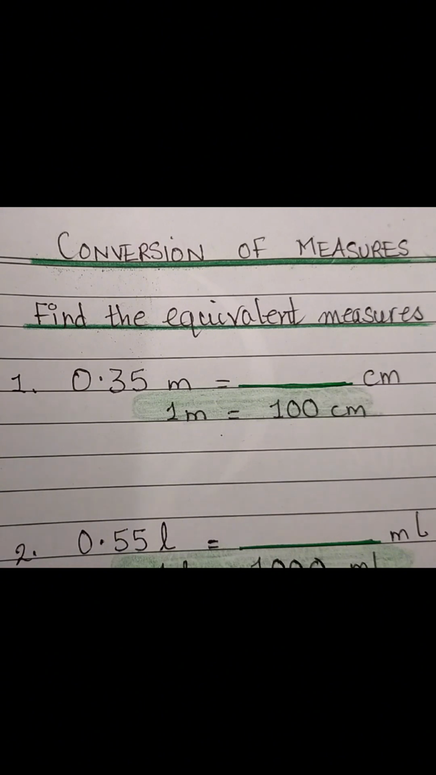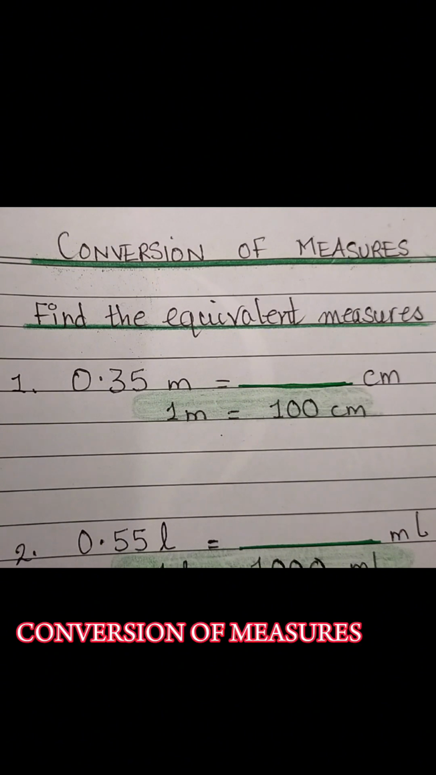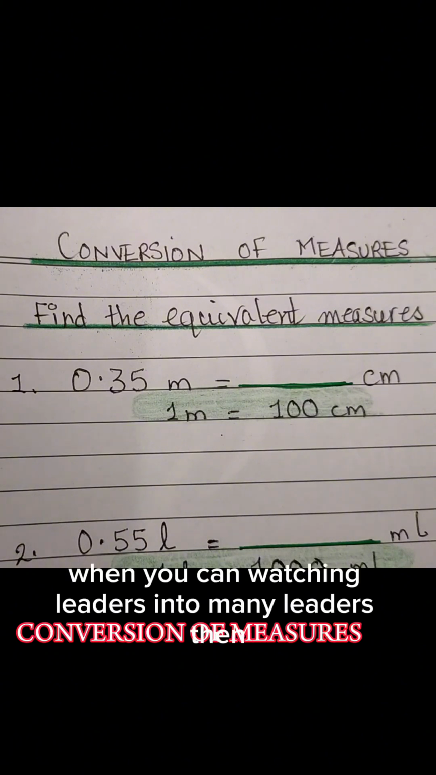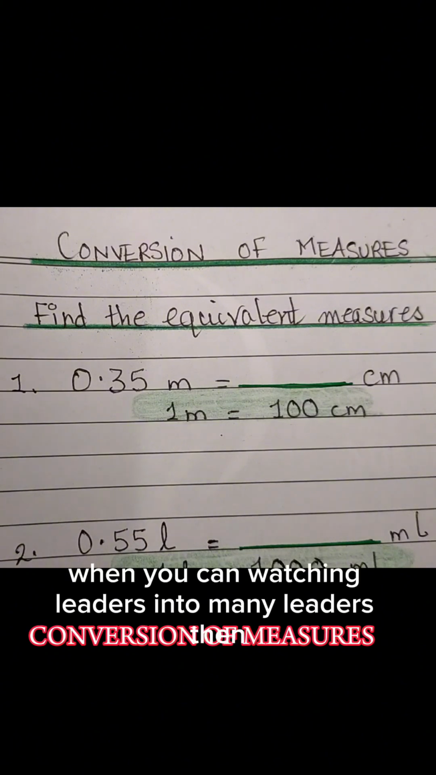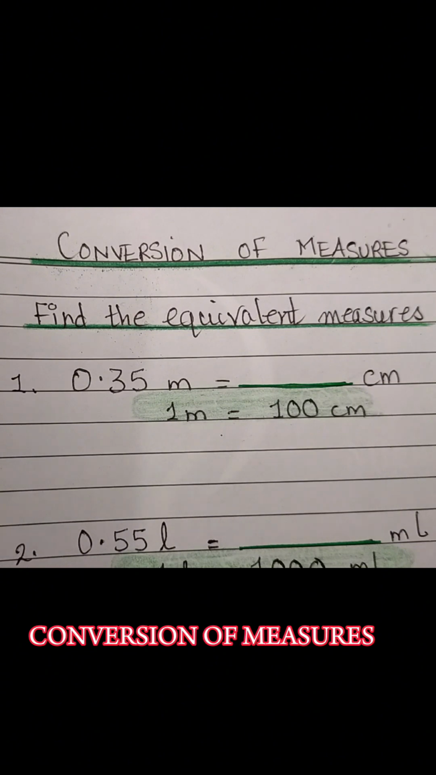If it is asking you 1 kg is equal to how many grams, then 1 kg is equal to 1000 grams. When you're converting liters into milliliters, then 1 liter is equal to 1000 milliliters. And when it talks about time, 1 hour is equal to 60 minutes.